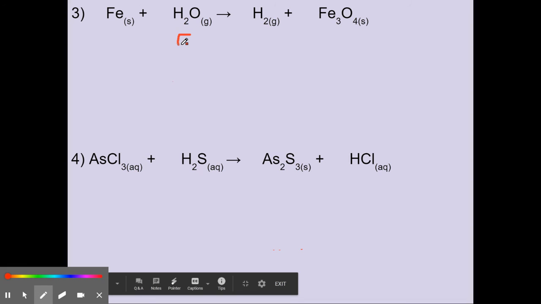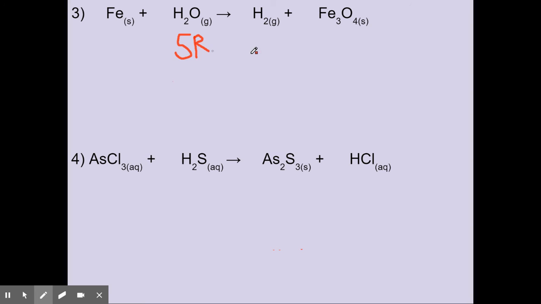Why? Because I'm not making two compounds. I'm making one compound and one element. What do I have on this side? Two compounds. Well, two compounds, they're going to switch around, so this is going to be double replacement.